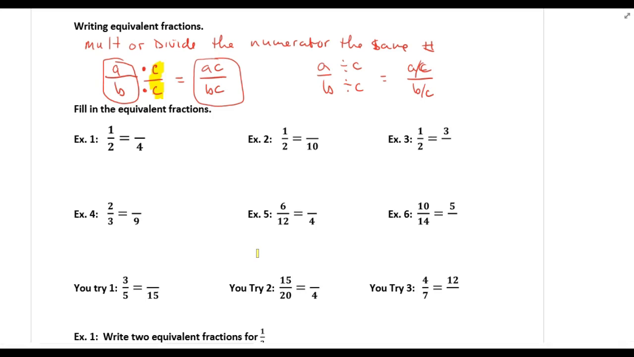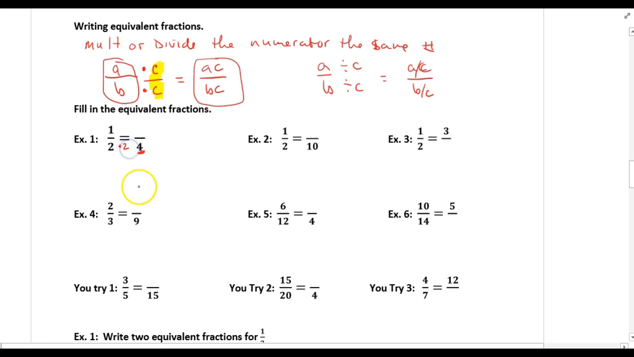What's 7 times 1? What's 8 times 1? Right? You get the same number, essentially. So you're not changing the value when you multiply by 1. So what this is saying is, to write an equivalent fraction of 1/2 with another fraction that has a denominator of 4, what do I have to do to 2 to get 4?